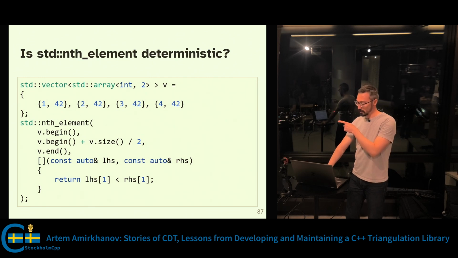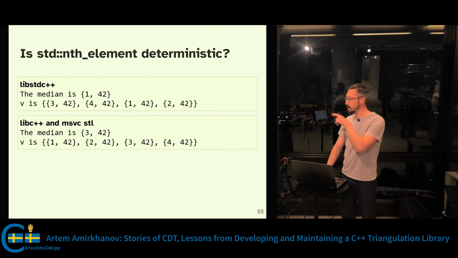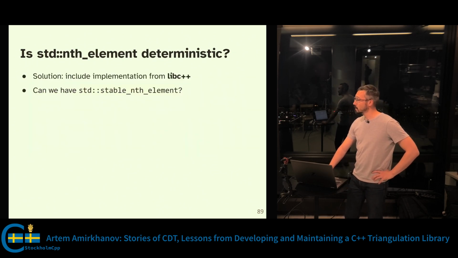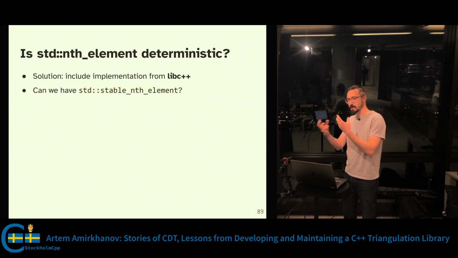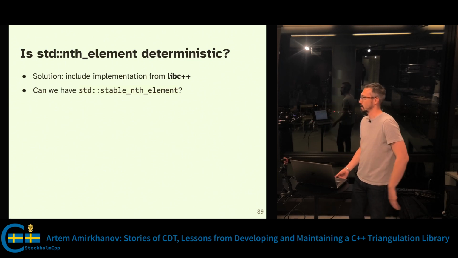So for this code, I have little time, but basically, depending on your standard library implementation, they treat it differently. And there is no stable nth_element in the standard library. I think it's an omission, because they're so tightly coupled with the sort, std::sort. So you have stable sort, but you don't have stable nth_element. Why not? I don't know.